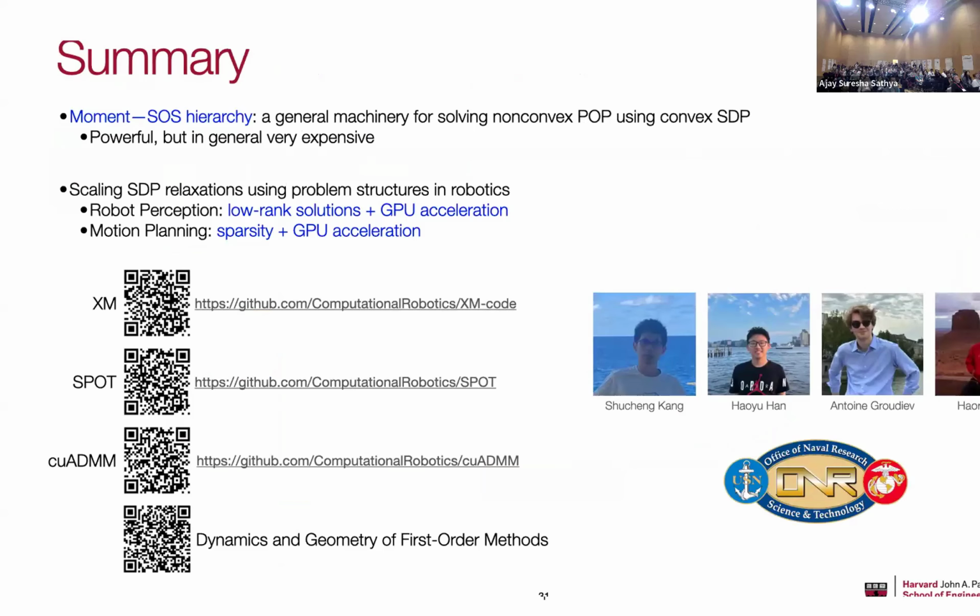So finally, this is a summary. The moment SOS hierarchy, for which I didn't give a lot of details, is general machinery for solving POPs using SDPs. It's very powerful, but you have to be careful not to abuse it because it's very expensive. And then I talked about using some problem structures in robotics so that you can scale this to medium scale or large scale problems. In perception, we use low rank solutions plus GPU acceleration, and in motion planning, we use sparsity and also GPU acceleration. With that, I want to thank the students and also the funding.